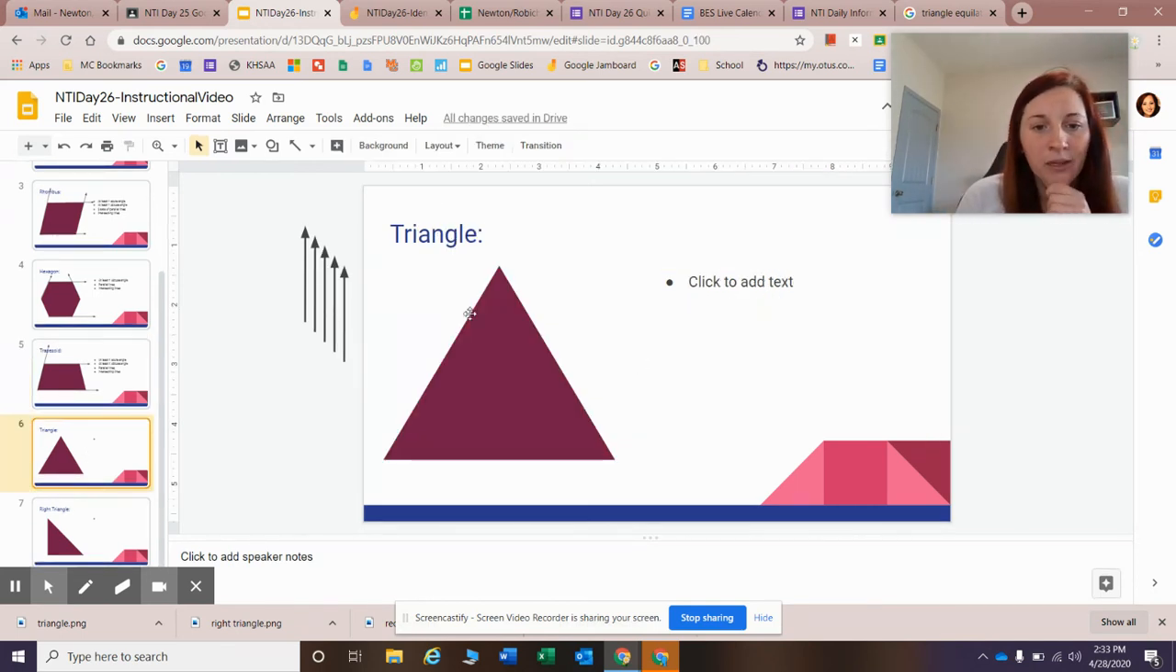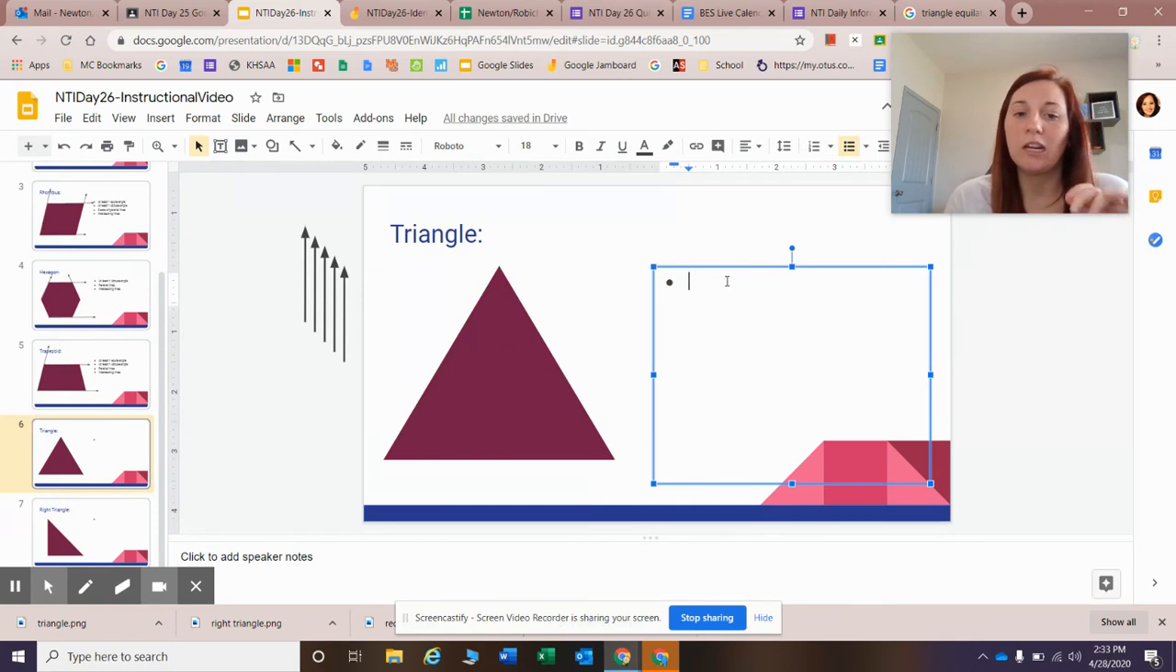Now the triangle. Now this triangle is the same size. All the sides are the same size, okay? Just a fancy term for that is called an equilateral triangle. That one's easy to remember because equilateral sounds like equal. All the sides are equal.